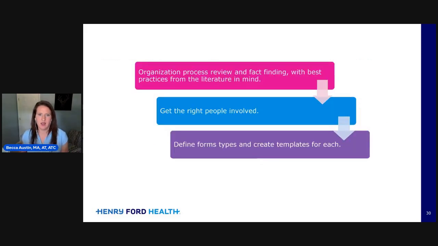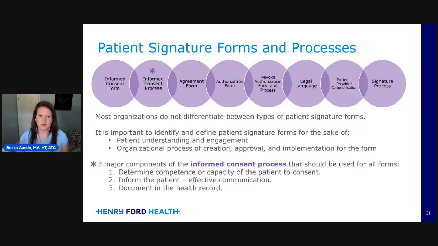So let's talk about defining form types and creating templates for each. Just to level set, when we talk about patient signature forms and processes, I think I'm seeing a little bit of this happening in the chat. What you have to understand, especially something we found in our organization, is that most organizations do not differentiate between types of patient signature forms. There is a really big importance to doing so, which we'll talk about as you see how we define these types of forms and how we came up with our templates. But largely, it's really important for patient understanding and engagement.